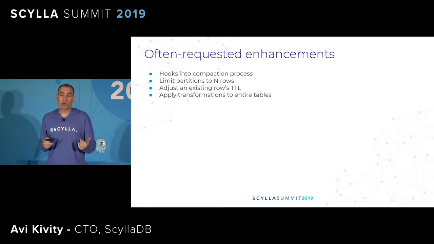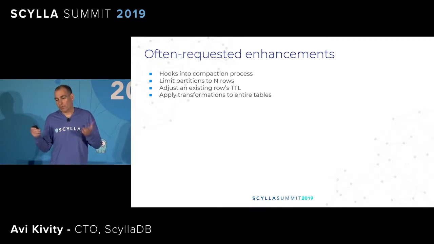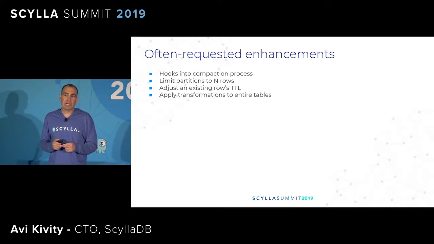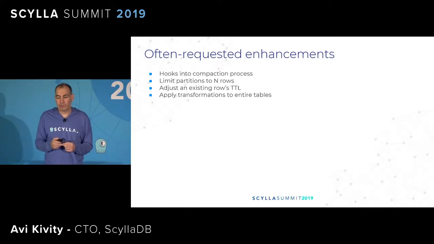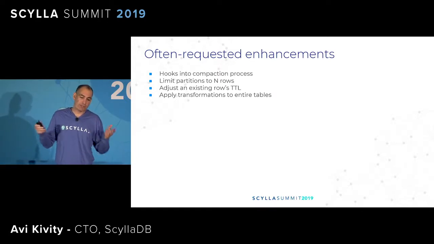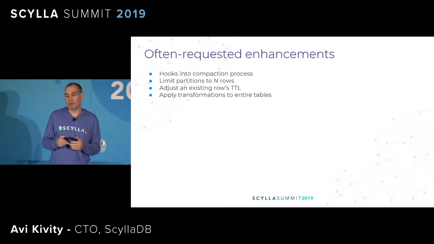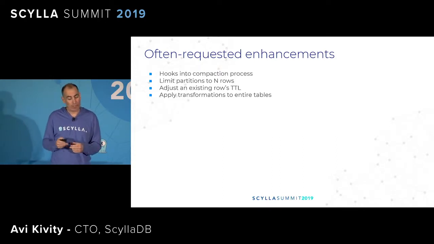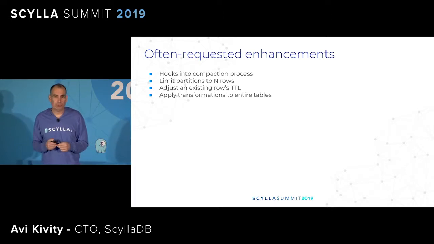So they ask us for a way to limit a partition to n rows, where this is something they specify, or perhaps depending on some other condition. Something else that people ask us for is to be able to adjust the TTL, the time to live of a row. So they specify the TTL of a week, and now they want it to be gone in a month, not in a week. And right now, it's not possible to do that with Scylla.